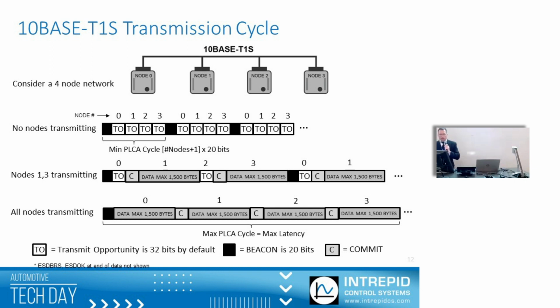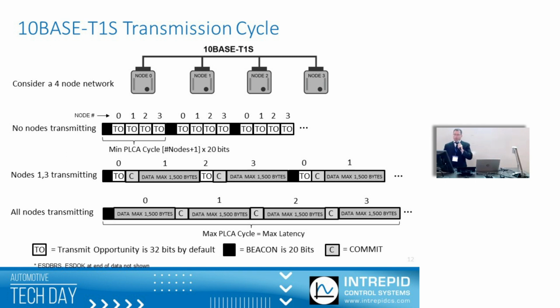The next one, let's just say nodes 1 and 3 have something to transmit during this cycle. And so then node 0 lets its transmit opportunity expire, 20 bits. Then node 1 says, hey, I want to transmit. If a node has data that it wants to transmit, it's required to send a special 5B symbol on the network called a commit. It's just a special 5-bit number that tells all other nodes, I'm ready to transmit. And all other nodes synchronize their clocks, ready to receive data.